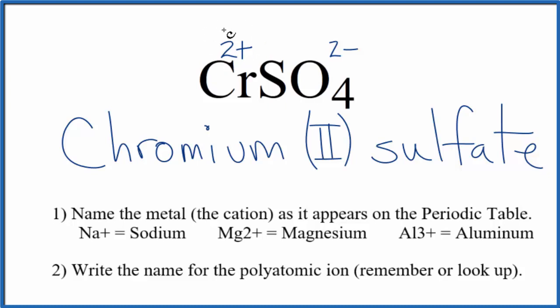If you were given this name and asked to write the formula, the 2 would tell you have a 2+ charge on the chromium. And then that would mean you'd only need one of these sulfate ions to balance the charge out, since each sulfate ion has a 2- ionic charge.